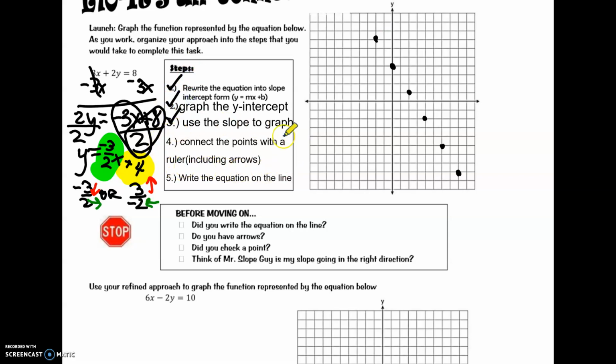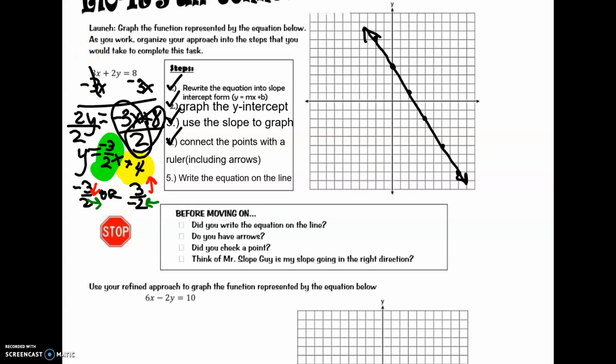So now please pick up your ruler and connect your points. Make sure that your line extends and has arrows on either end. So now I have connected the points with a ruler, and I have made sure that I used arrows and extended on both ends. The last thing I need to do is I need to write my original equation.